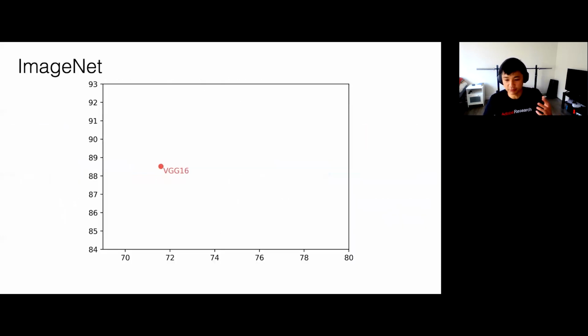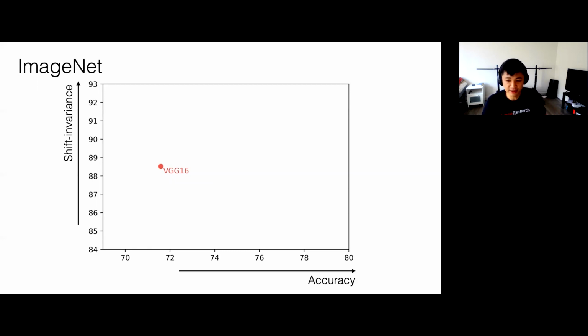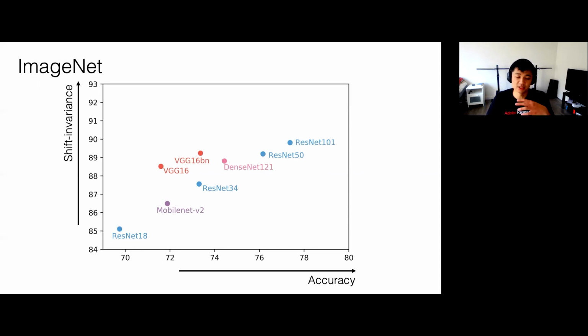Okay, so let's look at some results. So this is on ImageNet, which is a large-scale classification test. On the y-axis, I'll plot consistency or shift invariance. This is how often two shifts of the same image are classified the same. It's not actually looking at if they're correct, it's just checking for consistency. Now we do care if something is correct or not, so we plot that on the x-axis. And here are a whole bunch of networks in this space. Okay, so up and to the right is good.